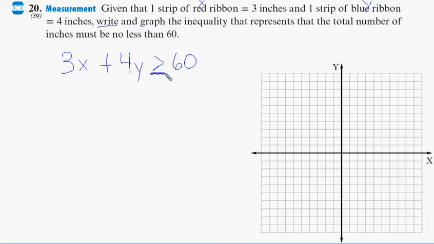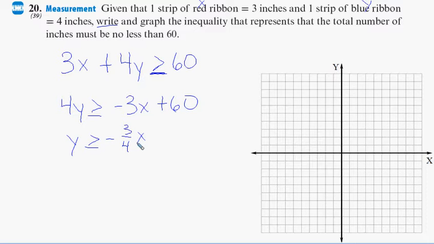The line is going to be solid, so if we start with 4y is greater than or equal to, bring the 3x over, plus 60. I'm sure you can do this on your own, but I'll walk it through with you, plus 15. So I think I've got this right now.